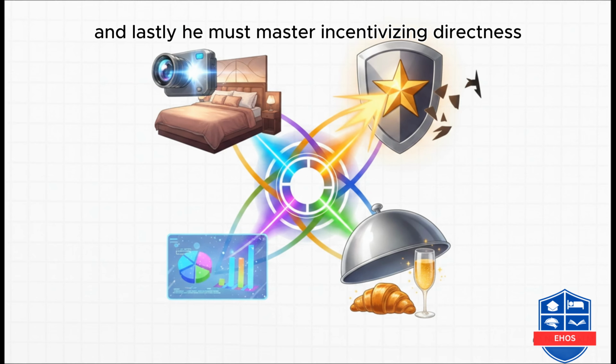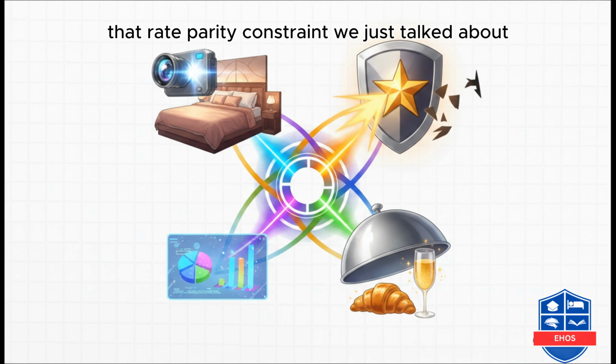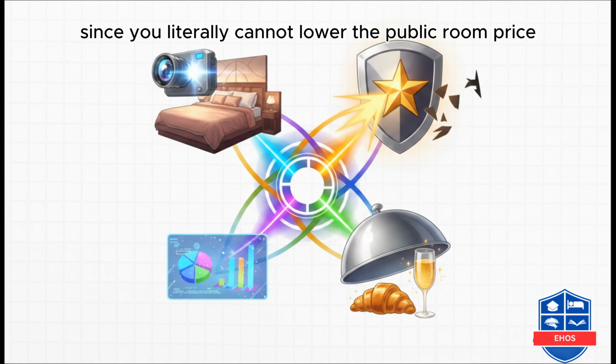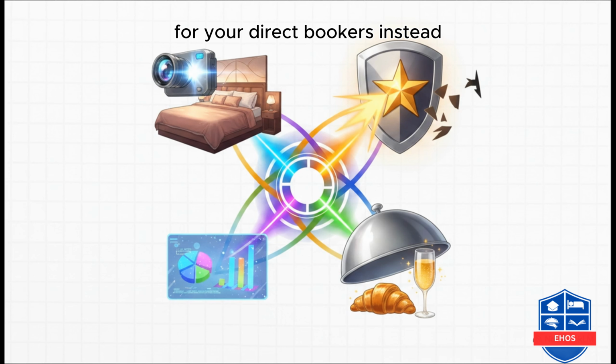And lastly, you must master incentivizing directness. Remember that rate parity constraint we just talked about? Since you literally cannot lower the public room price, you have to thoughtfully offer exclusive value adds for your direct bookers instead. Think about strategic enhancements like complimentary breakfast, a guaranteed early check-in, or a premium welcome amenity, things they simply cannot get when booking through the OTA.